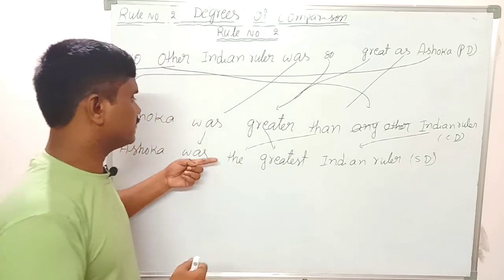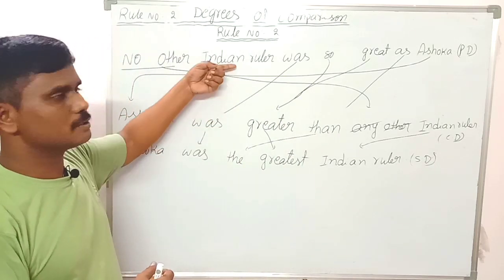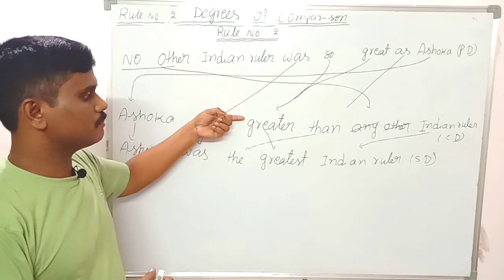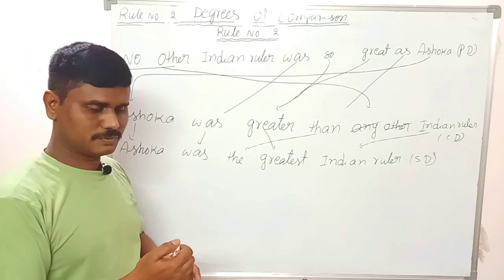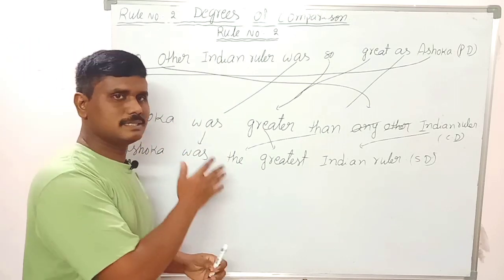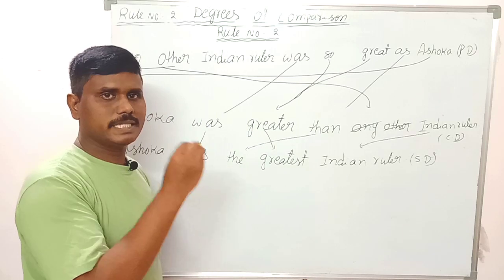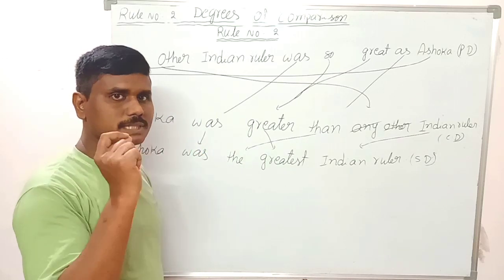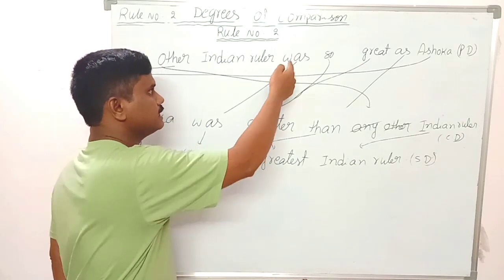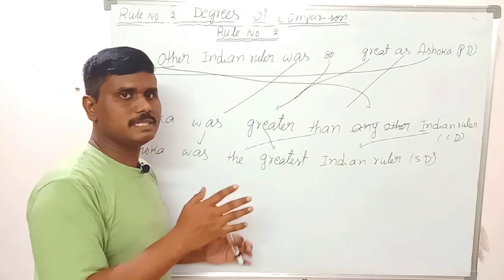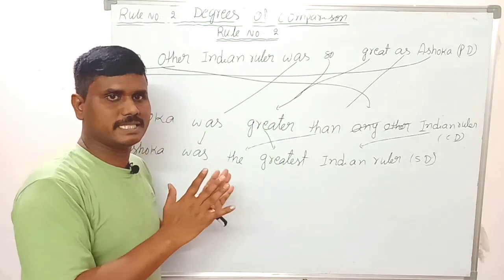So we can change from superlative or comparative into positive, otherwise positive or comparative into superlative. Friends, I think this is the easiest method. If you think you may forget, you can just follow the lines. It will be a very easy technique.